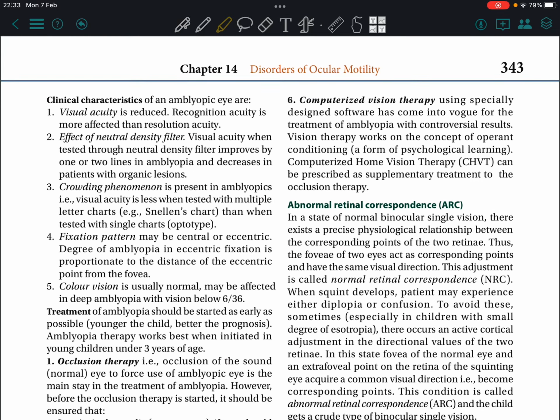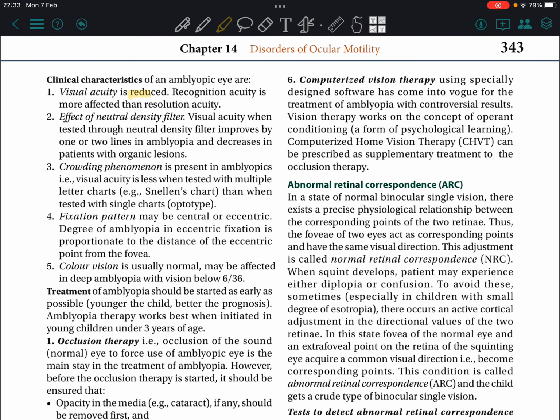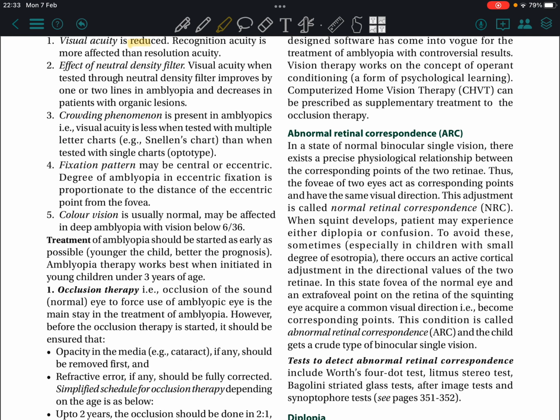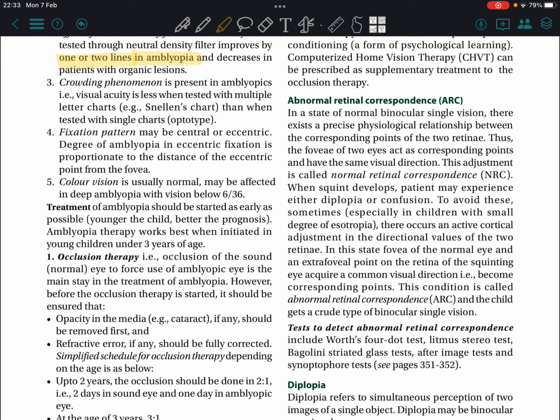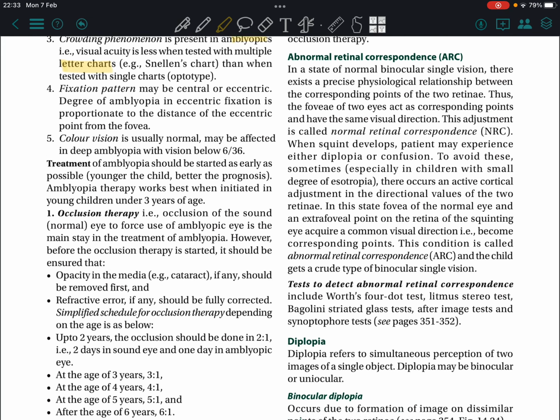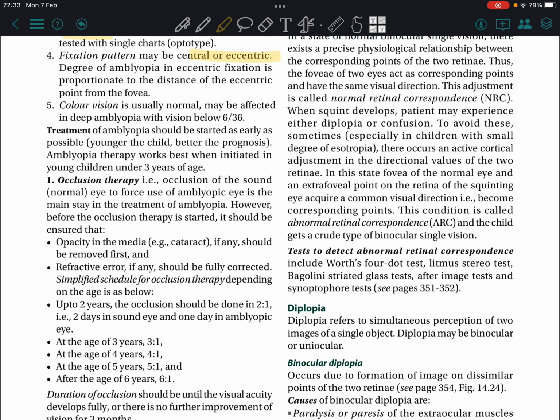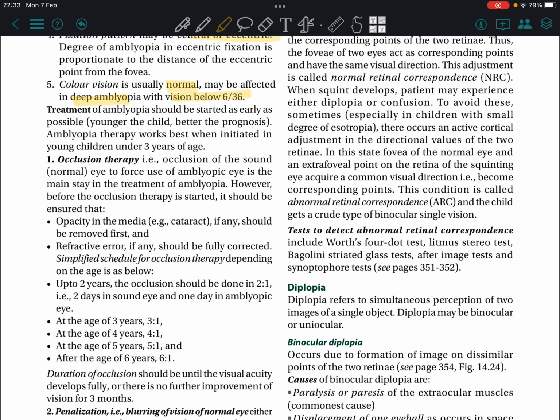Clinical characteristics of amblyopia: visual acuity is reduced, and recognition acuity is more affected than resolution acuity. Effect of neutral density filter: visual acuity when tested through a neutral density filter improves by 1 or 2 lines in amblyopia, but decreases in patients with organic lesions. Crowding phenomenon is present in amblyopia, that is, visual acuity is less when tested with multiple letter charts. Fixation pattern may be central or eccentric. Color vision is usually normal, may be affected in deep amblyopia with vision below 6/36.